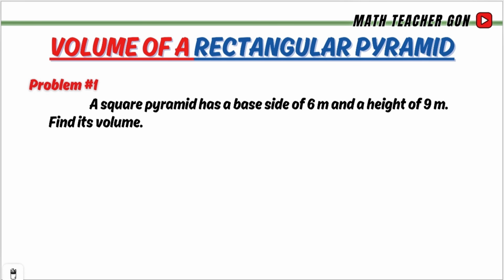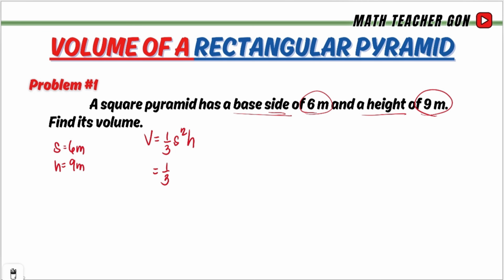For problem number 1, a square pyramid has a base side, so you're talking about the side of the base, which is 6 meters. So you have S is equal to 6 meters. Height of 9 meters. Height is equal to 9 meters. So let's use the volume formula for the square pyramid. We have here 1/3, and then S squared, you change that into 6 squared, and then 9 for the H.